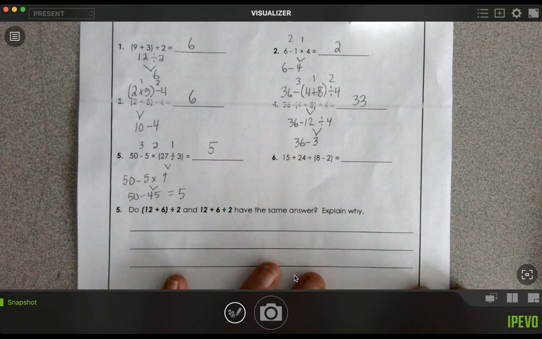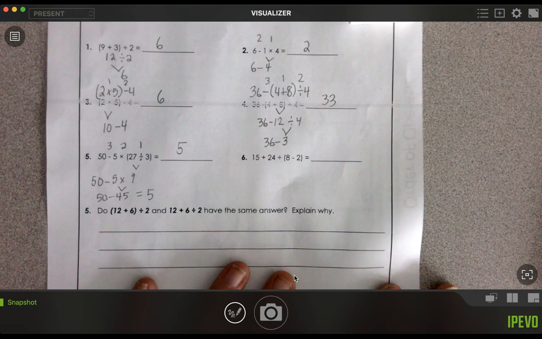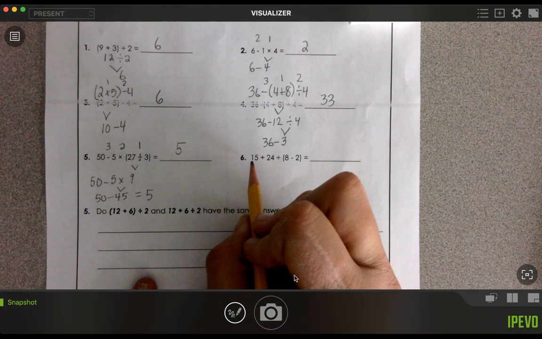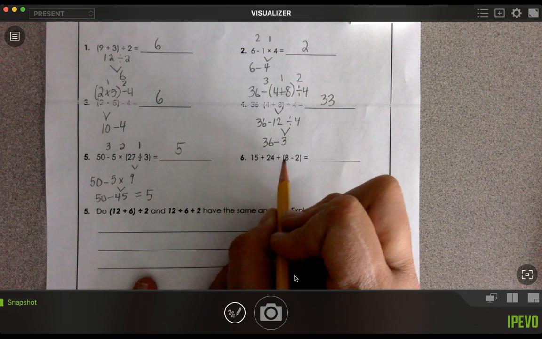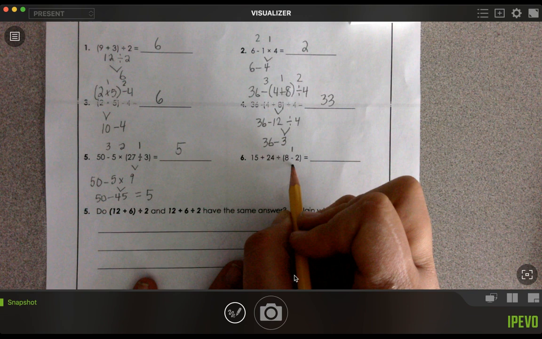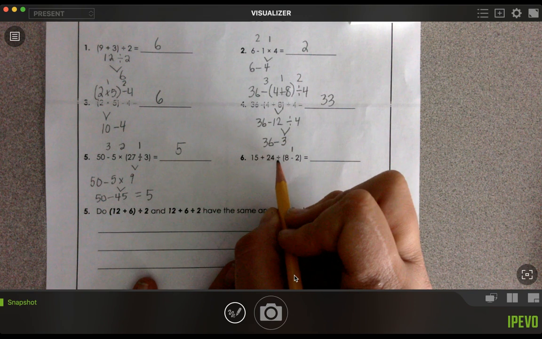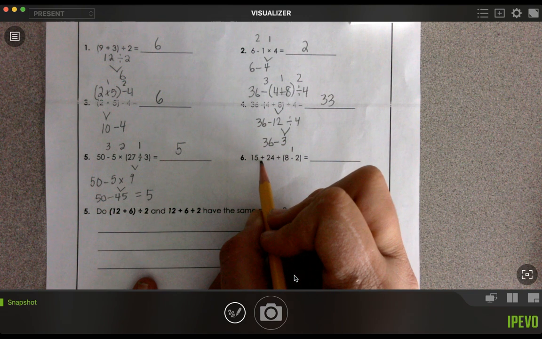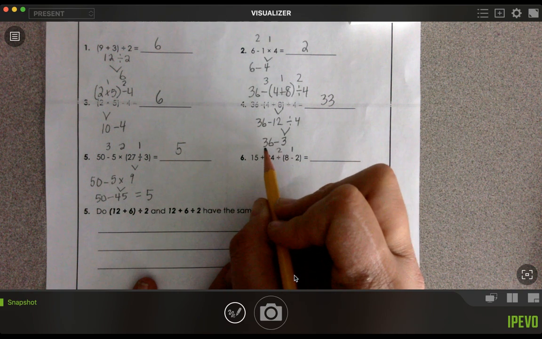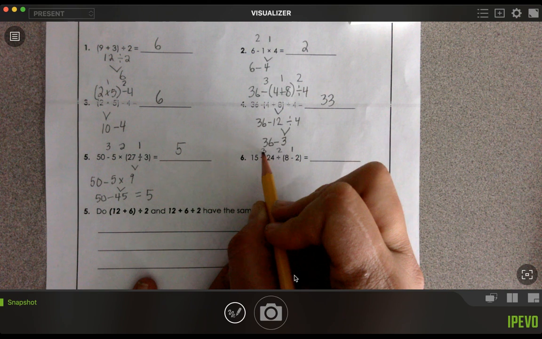And then finally, our last question is a long one. Let's see, I'm going to look at this, and I have to do parentheses first, and in the parentheses is subtraction. I then look at addition or division. I'm going to divide before I add. PEMDAS tells us that.